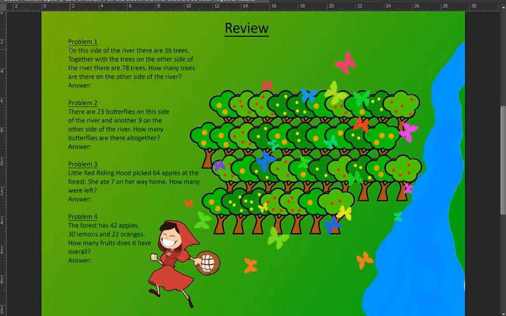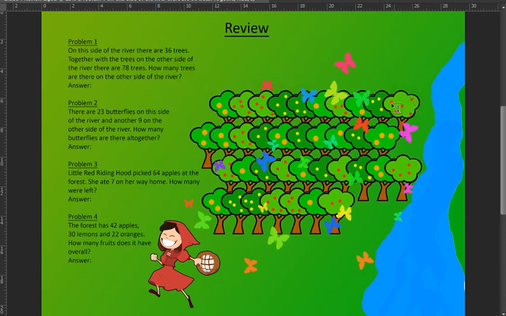Problem number one says, on this side of the river there are 36 trees. Together with the trees on the other side of the river, there are 78 trees. How many trees are there on the other side of the river?